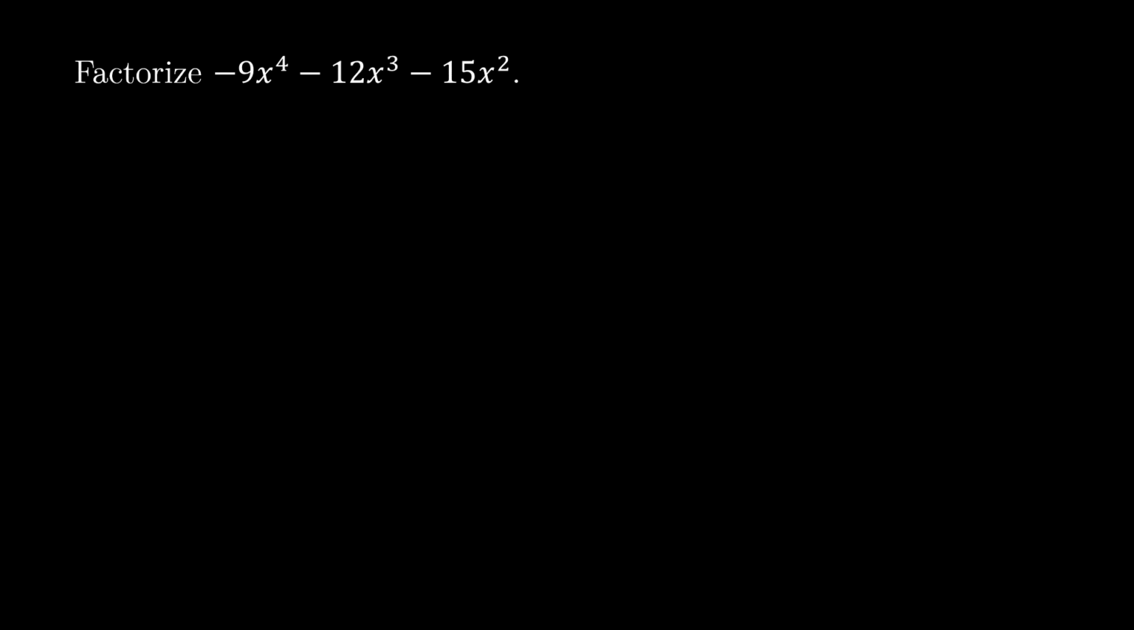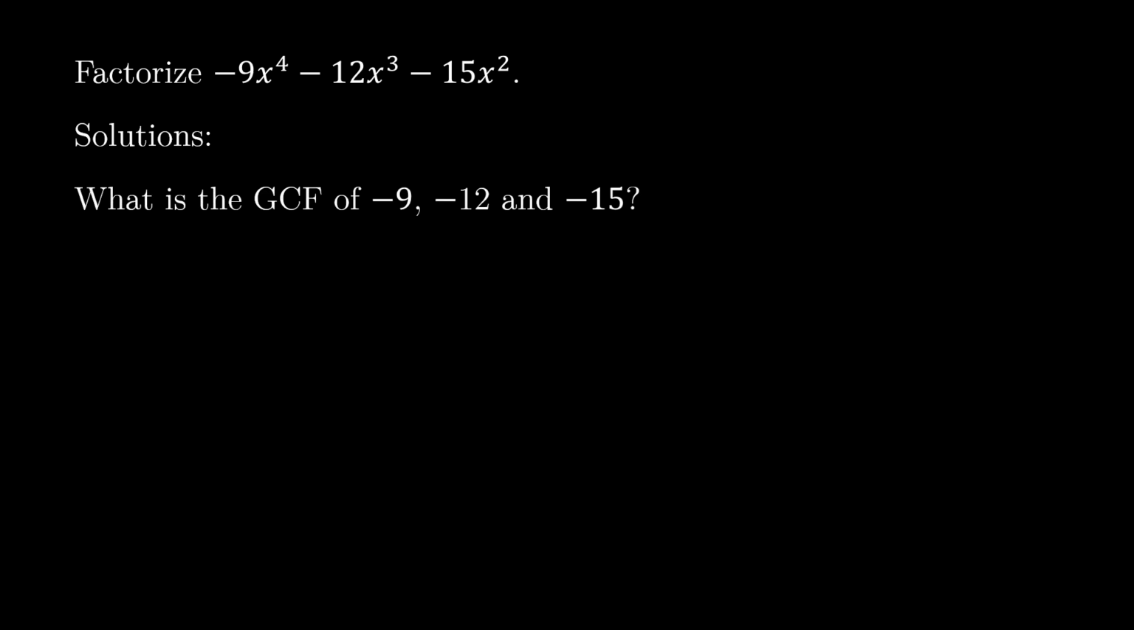So we have here: factorize negative 9x raised to 4 minus 12x cubed minus 15x squared. Let's consider first the negative 9, negative 12, and negative 15. What is the GCF of negative 9, negative 12, and negative 15? And that is negative 3. Then we consider again x raised to 4, x cubed, and x squared.